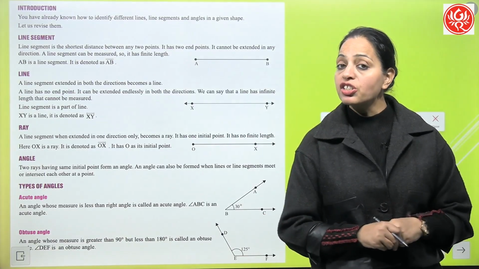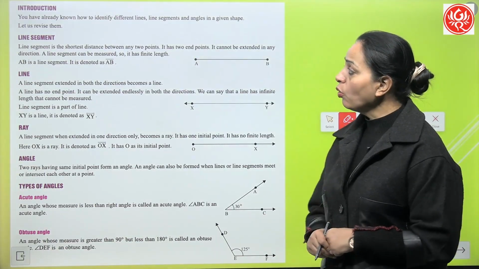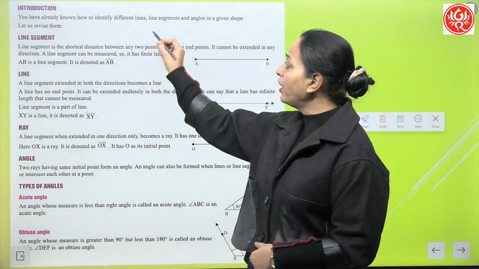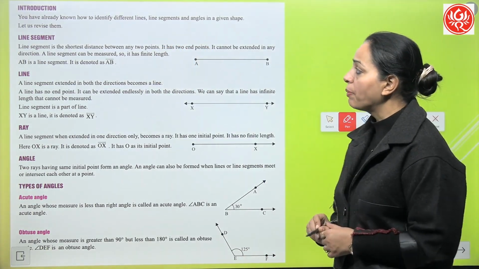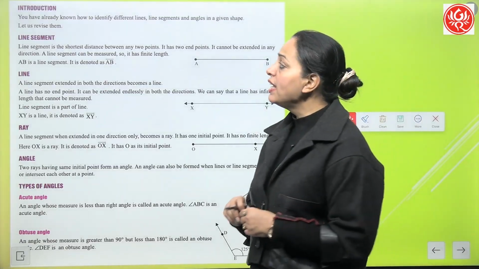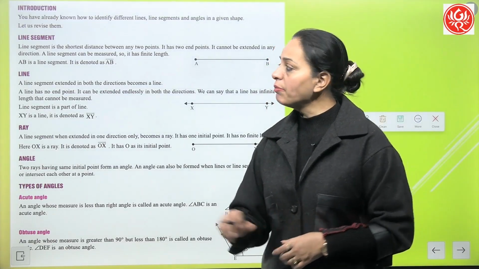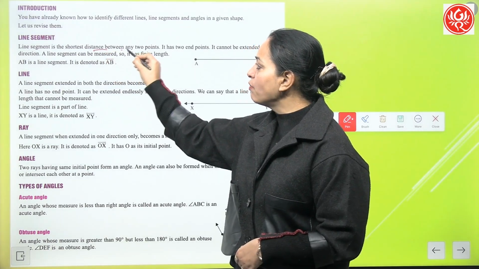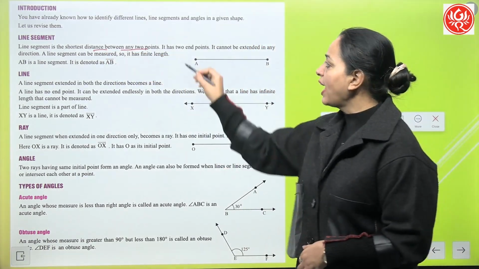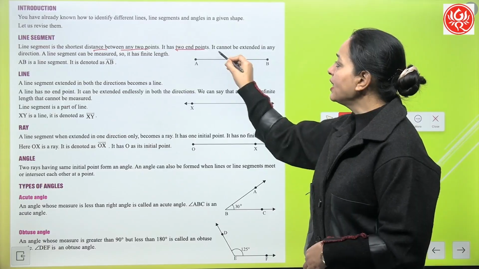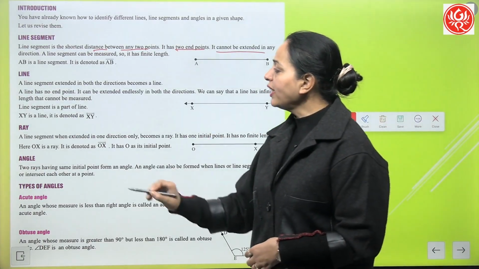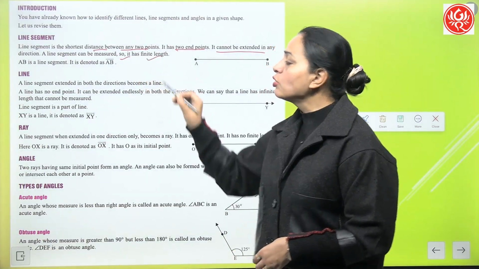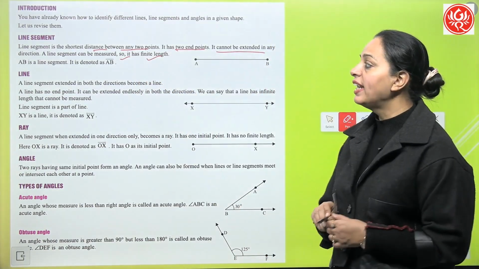Now this is the introduction time. You already know how to identify different lines, line segments and angles in a given shape. Let us revise them. Line segment. Line segment is the shortest distance between any 2 points. It has 2 end points. It cannot be extended in any direction. A line segment can be measured, so it has finite length.